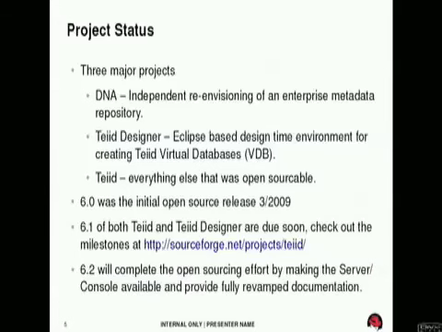So the current state of the world here in open source is that there are 3 major projects that came in from the MetaMatrix product, and they are DNA. DNA is actually now an independent re-envisioning of an enterprise metadata repository. It basically stands alone. It will have some integration with Teiid, but really it's trying to bring what MetaMatrix was in terms of metadata, some metadata management, into the fore as its own project. So if anybody is interested in doing a lot with metadata, I suggest you check out DNA.